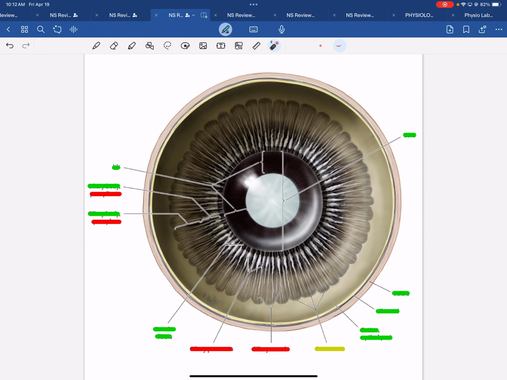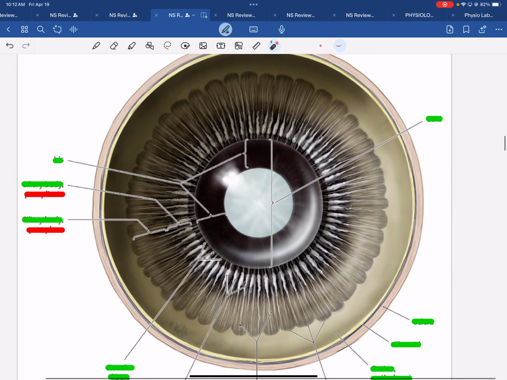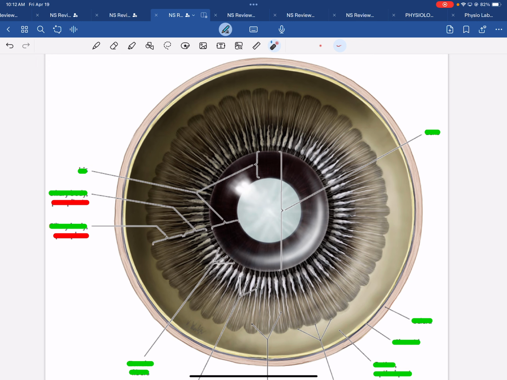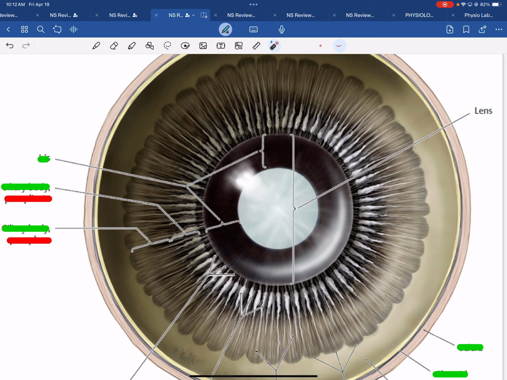All right, this is a coronal section through the eye and a posterior view. So we're in the posterior cavity looking at this crystalline structure. What is this structure? This is the lens. Good. And then what's anterior to the lens, all that brown there? That's the iris. Good. What is the space? The pupil. Good.